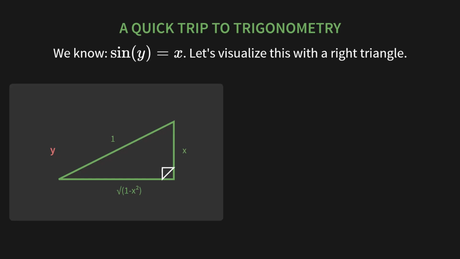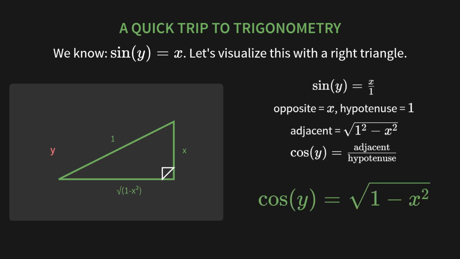We know that sine of y equals x. Let's visualize this with a right triangle. Imagine an angle y. Sine is opposite over hypotenuse. So if sine of y is x over 1, the opposite side is x, and the hypotenuse is 1. Using the Pythagorean theorem, the adjacent side must be the square root of 1 squared minus x squared. So what's cosine of y? It's adjacent over hypotenuse. That means cosine of y equals the square root of 1 minus x squared.